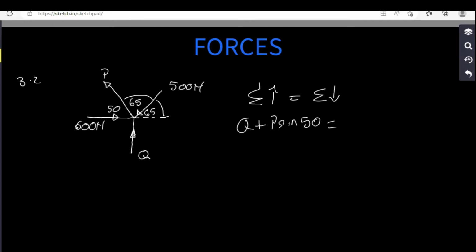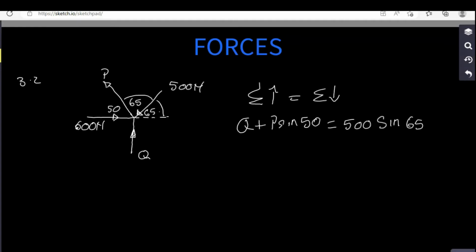this, the vertical component of this 500 Newton force will be going down. We know when the force is going towards the point, the component will also be going towards the point, therefore it will be pointing down. So it will be 500 sine 65.